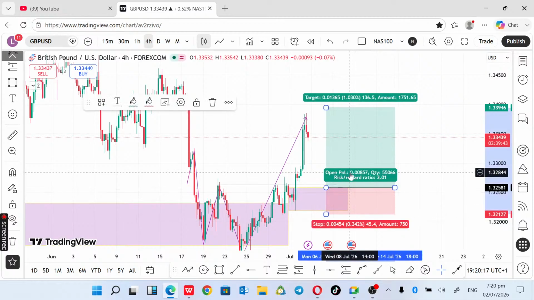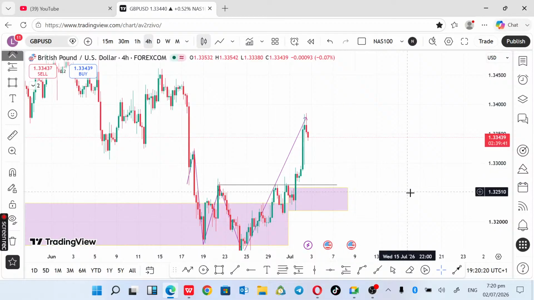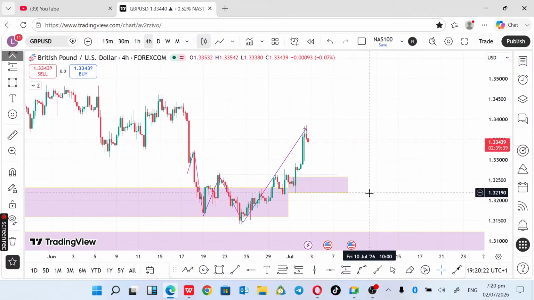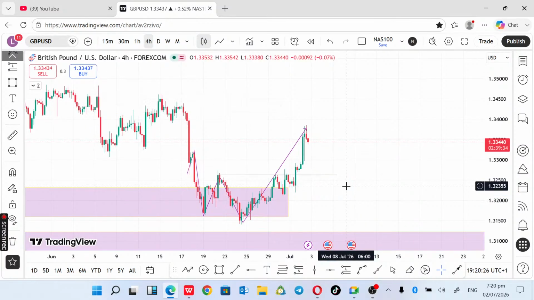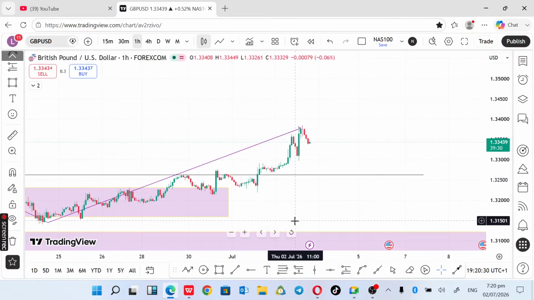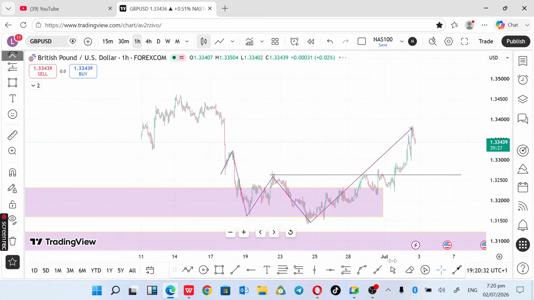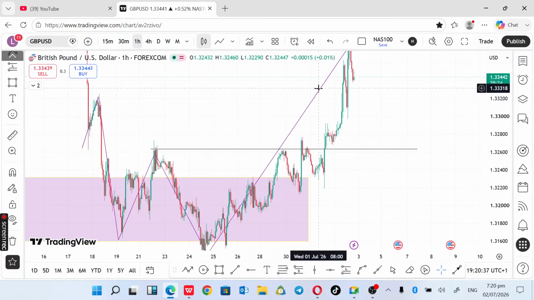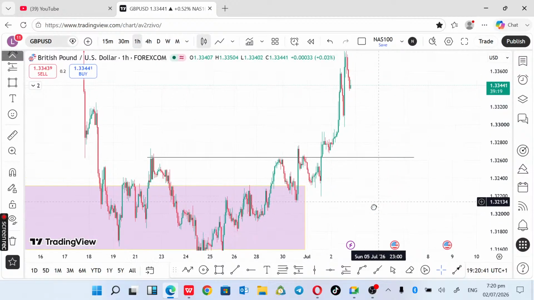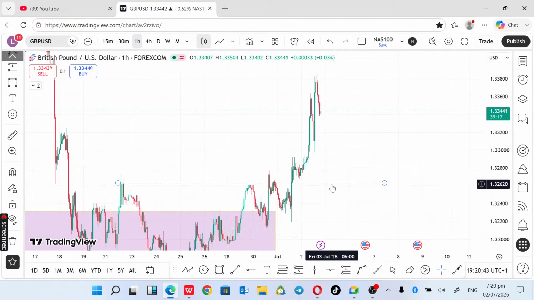But let's say you don't trade 4 hours because of how long the trade will take to get to your entry and your take profit. Now you want to move to 1 hour. So let's go to 1 hour. Now this is it on 1 hour. We still have the same neckline we had from daily and from 4 hours on the 1 hour chart. So let's clear that out.